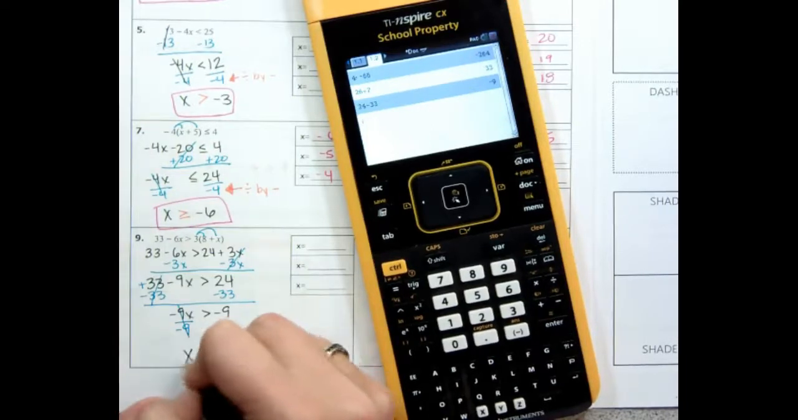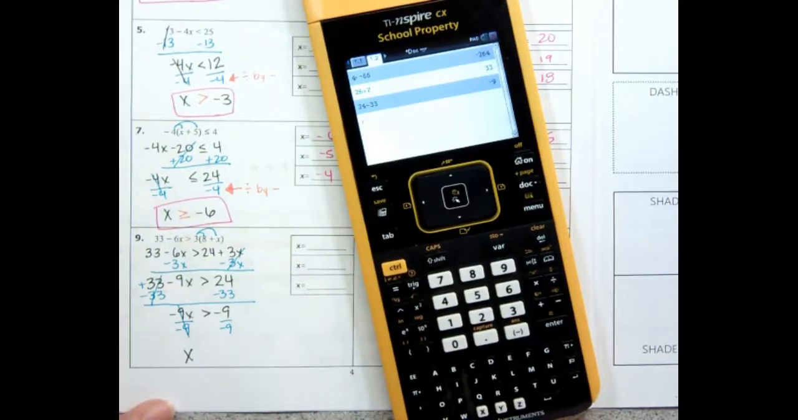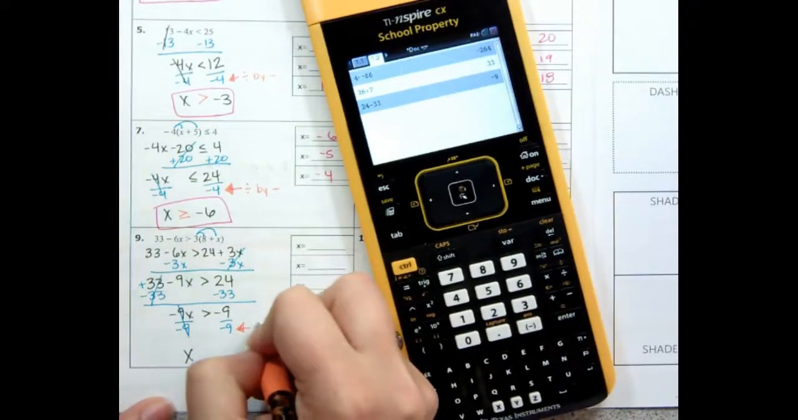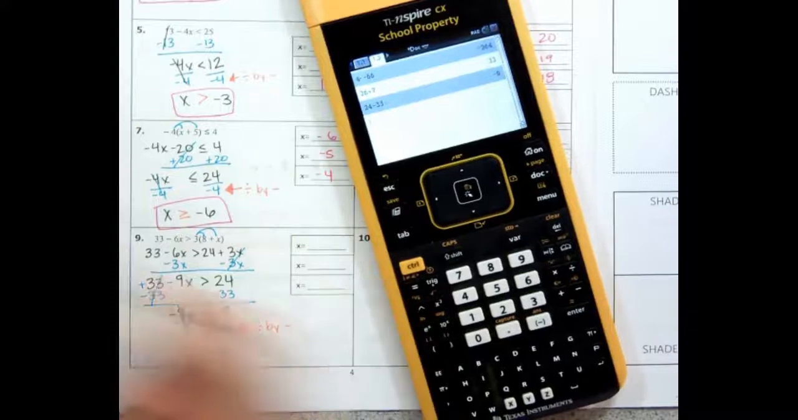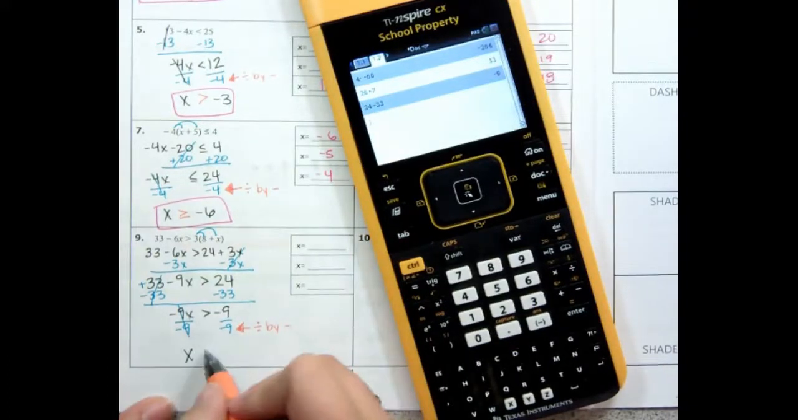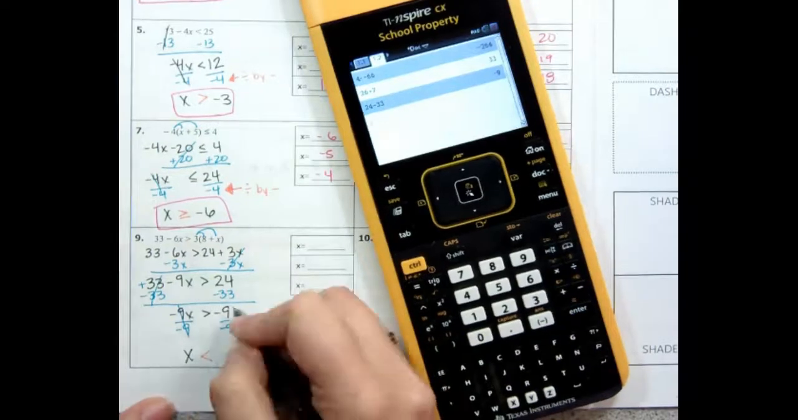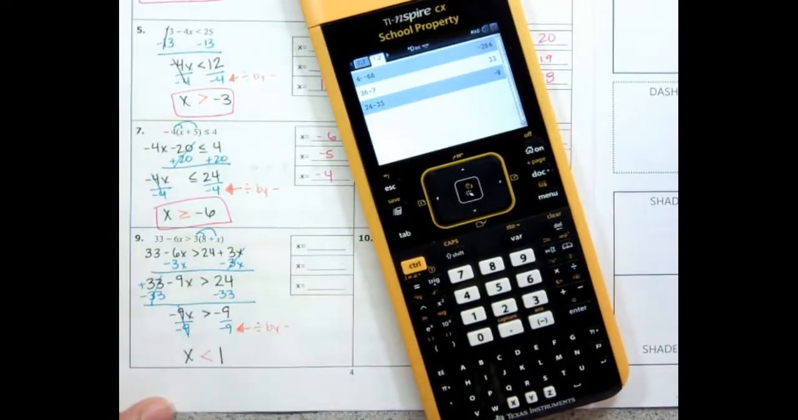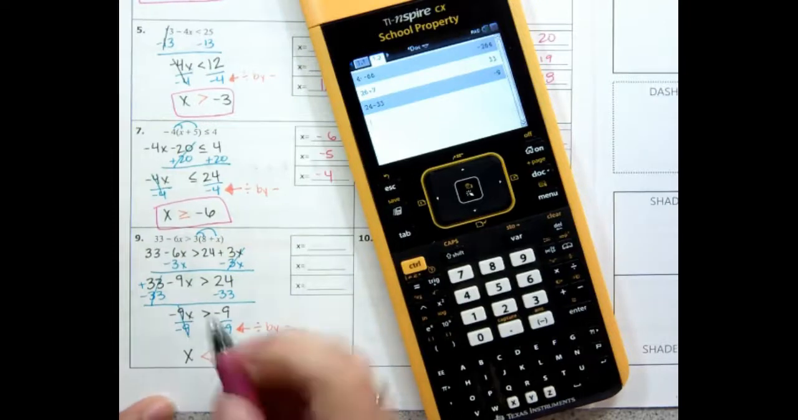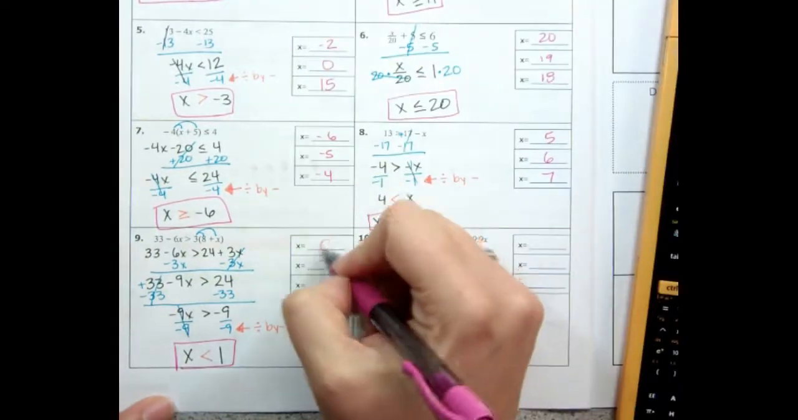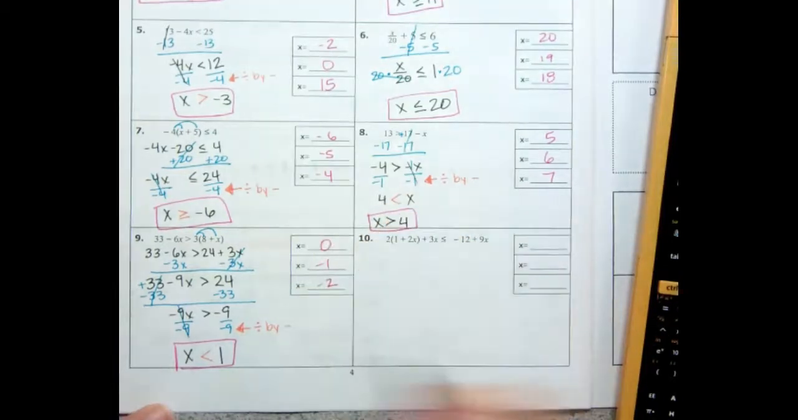x is, did you catch it? Right here. I divided by a negative. So my sign goes from a greater than to a less than. And negative 9 divided by negative 9, negative divided by negative is positive, 9 over 9 is 1. So x is less than 1. So what's less than 1? 0, negative 1, negative 2.